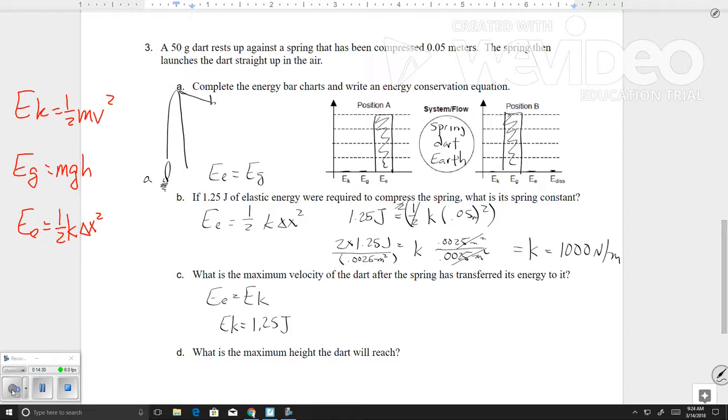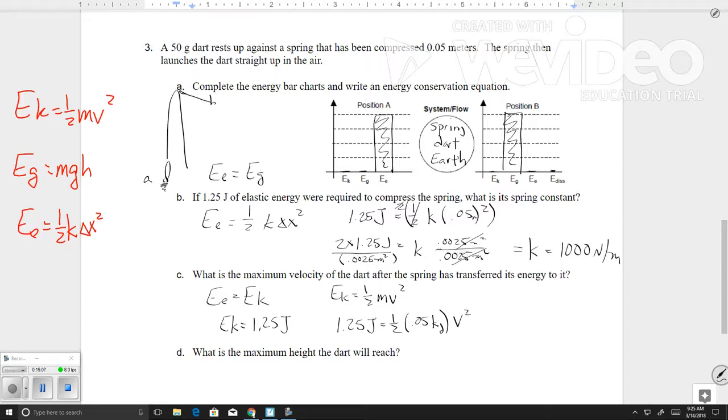We want to know v. EK formula equals 1/2 mv squared. We want to know v. And so we're going to go ahead and plug those numbers in. 1.25 joules equals 1/2 times mass. And here's where we have to be careful. It gives mass in grams. We have to have that in kilograms. So just very quickly in my head, 50 grams is 0.05 kilograms times v squared.